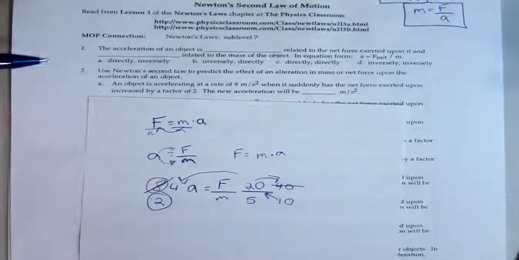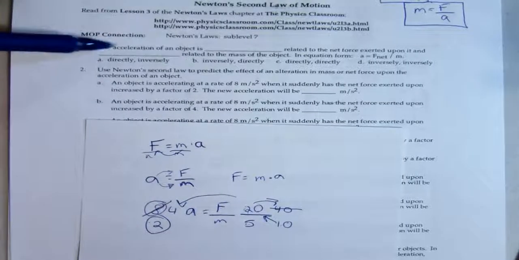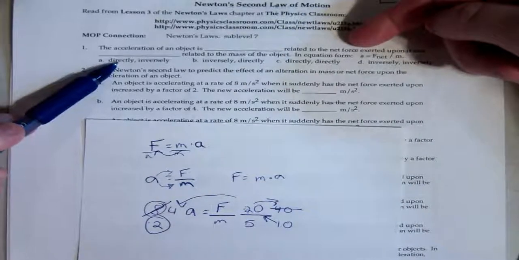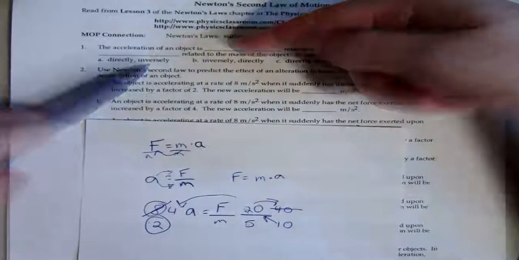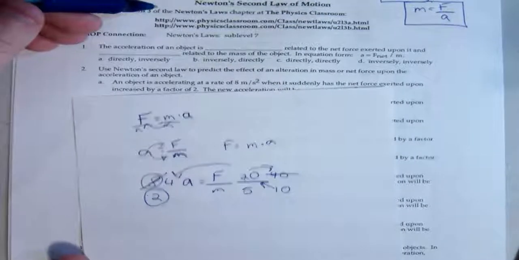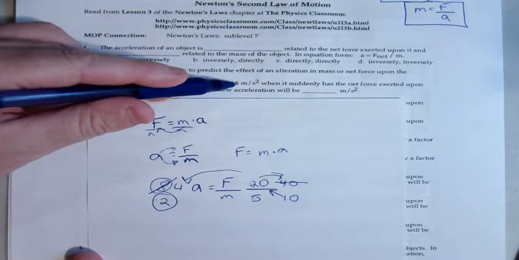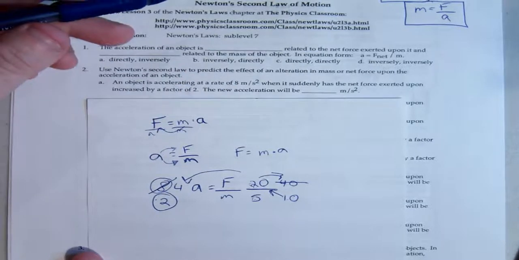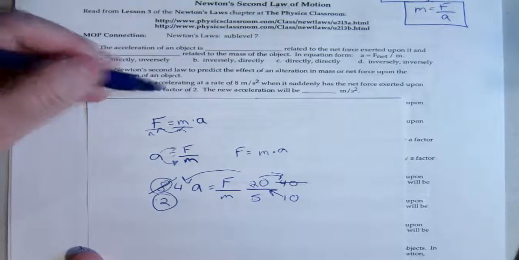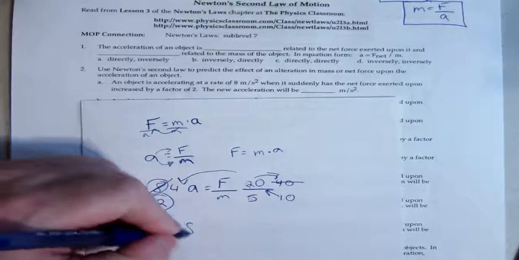So I just made up numbers, but just know that because it is directly related to force and inversely related to mass, it's easy. All we're doing is multiplying or dividing. So let's look at A. A says an object is accelerating at 8 meters per second squared when suddenly a net force exerted on it is increased by a factor of 2. Okay, so let's write it down just so we have something to look at.